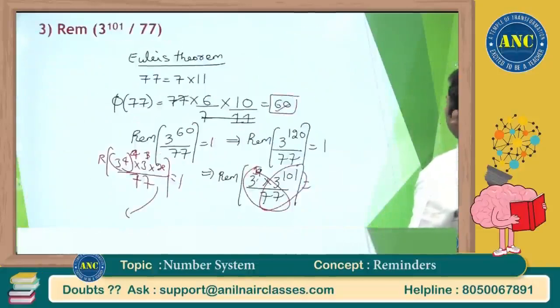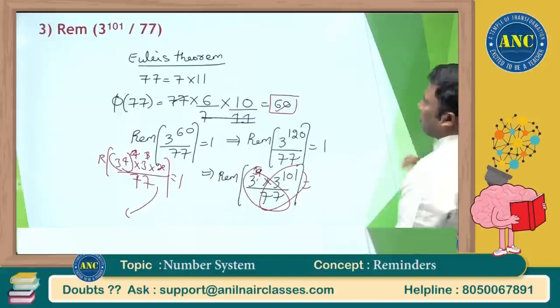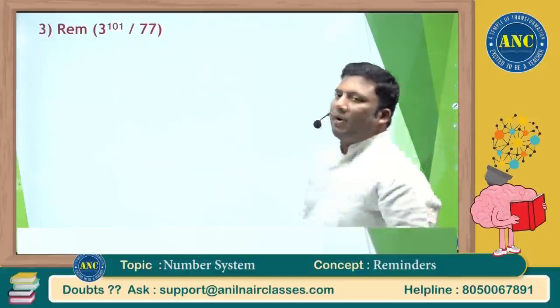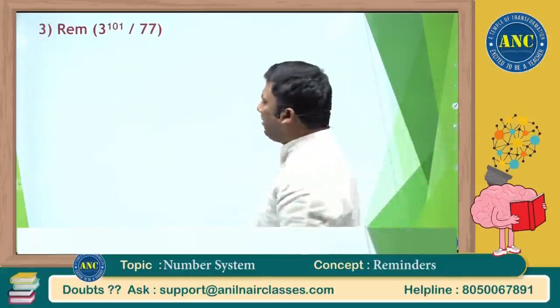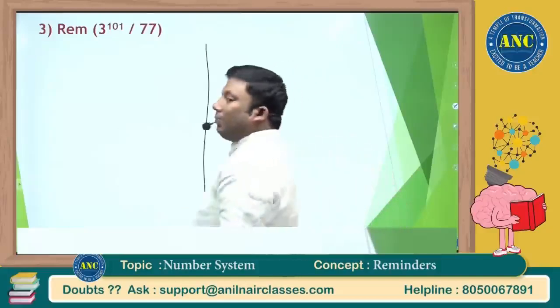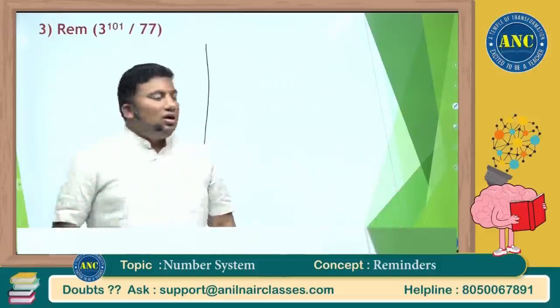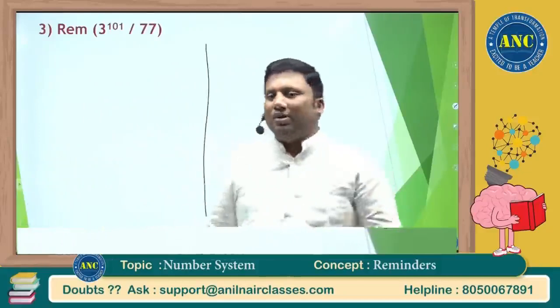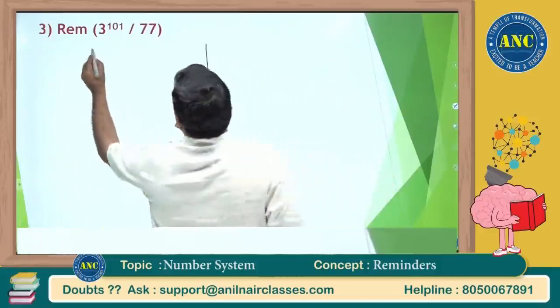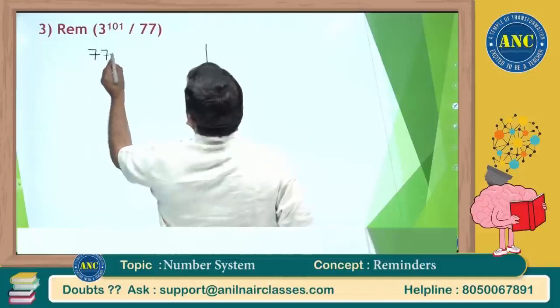Suppose, this question, let us solve. 3 power 101 divided by 77. 3 power 101, 5 to 10 minutes. Please keep listening to each and every step of how I am solving the problem, then it will be easy for you. 3 power 101 divided by 77.